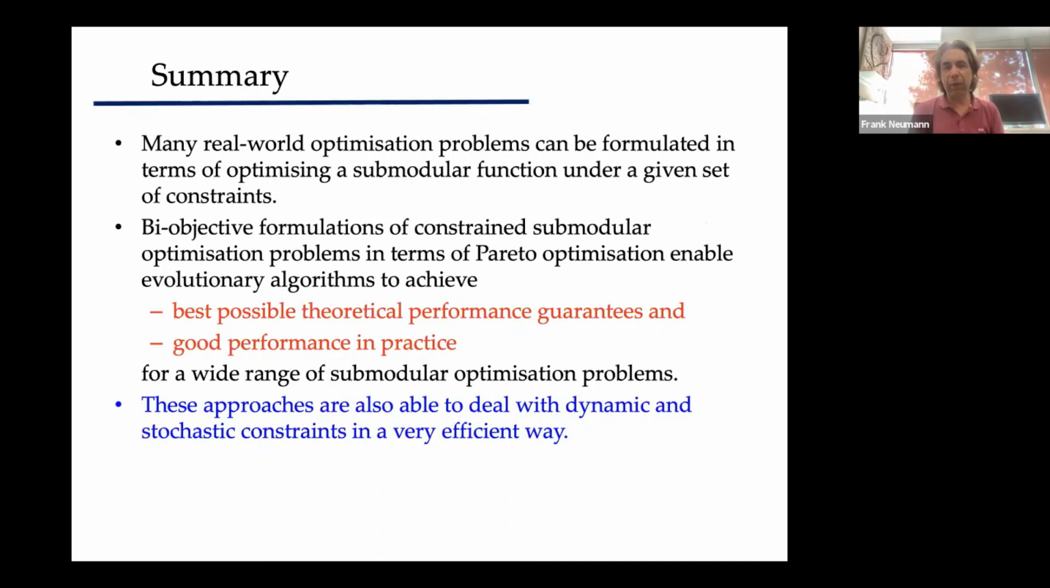So you can formulate many real-world problems in terms of submodular functions. So this is a quite general framework. And what you saw is that you can have essentially bi-objective formulations in terms of your constraint on one end and the function value on the other hand, and then use evolutionary algorithms where global Zemo, or POM-C as it's often called, is giving you the best possible theoretical performance guarantees and also giving you good performance in practice. And you also get this benefit when you're dealing with dynamic and stochastic constraints.